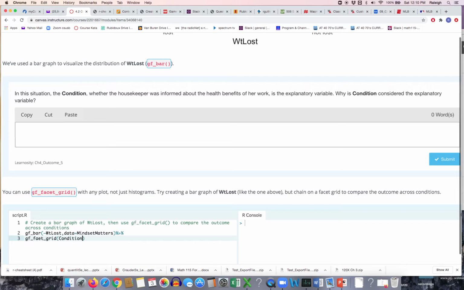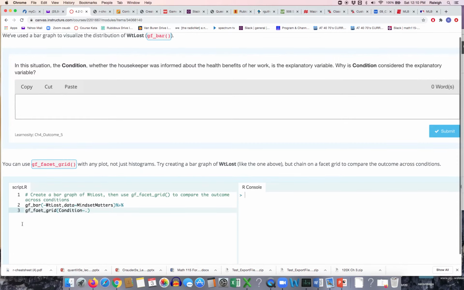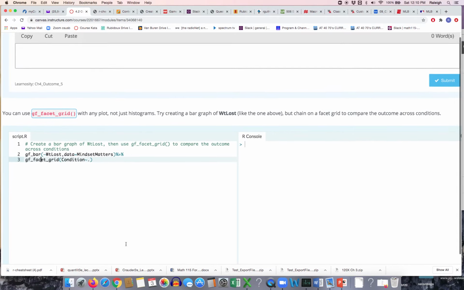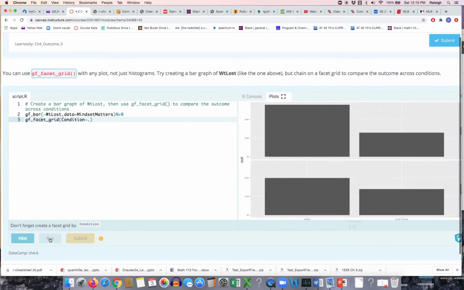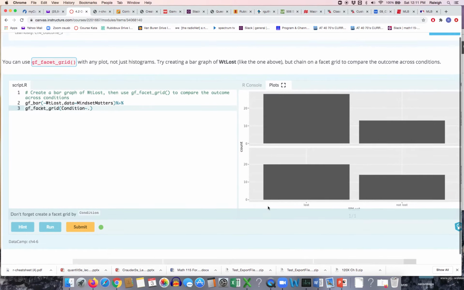Condition is what we're going to be discussing. That's the X, and tilde with a dot, which is sort of a neutral way of just saying use what we already put in, the weight loss. So now if we go ahead and make sure facet is spelled correctly, it will notice every little thing that's wrong. And of course you have a hint here: don't forget to create a facet grid by condition. So I just tried to do that. Let's run it.